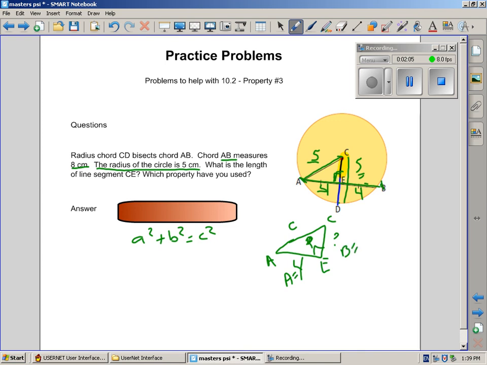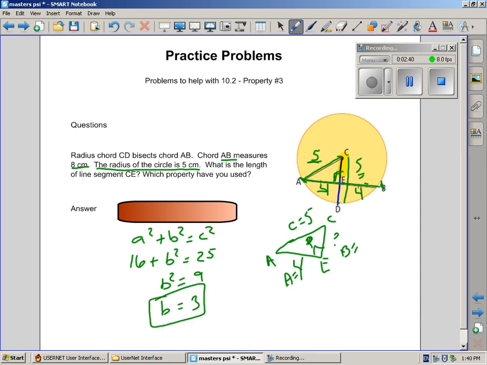We know that from previous information that C is 5 units long, A is 4 units long, and we need to figure out what B is. So A squared, we'll go right from 4 squared to 16. B squared is unknown. C squared is 25, or 5 squared. We want to subtract 16 from both sides, and we end up with 9. We need to not solve b squared, but we need to figure out what b is. So we get the square root of 9, and we know that b is 3.